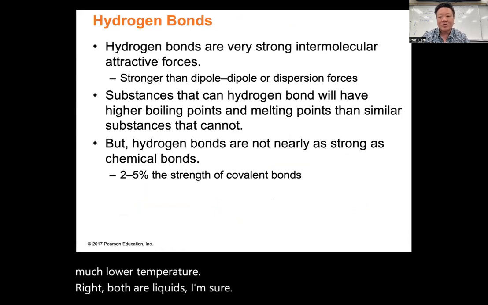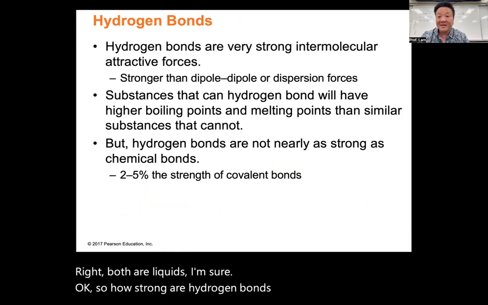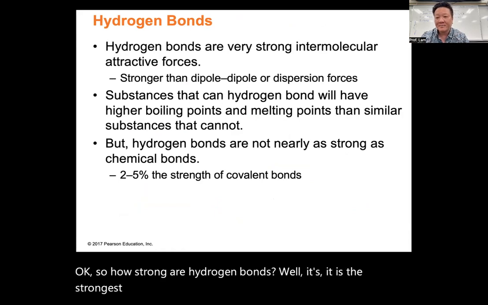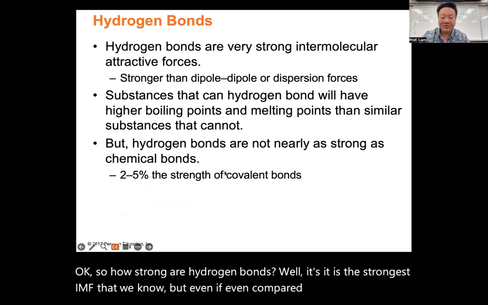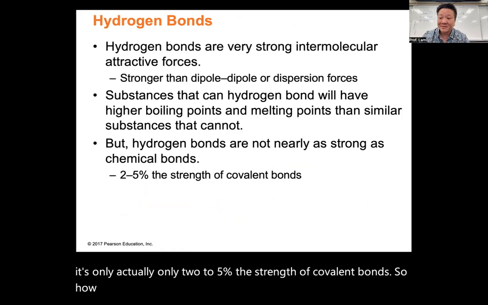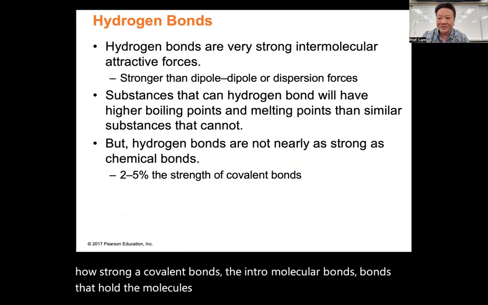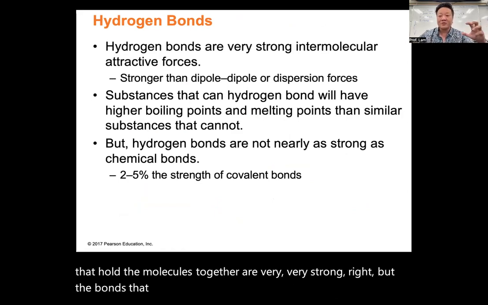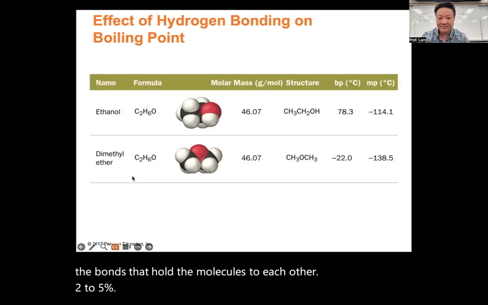So how strong are hydrogen bonds? It is the strongest IMF that we know. But even so, compared to covalent bonds, it's only 2 to 5% the strength of covalent bonds. The intramolecular bonds that hold the molecules together are very, very strong, but the bonds that hold the molecules to each other, 2 to 5% for the hydrogen bond.